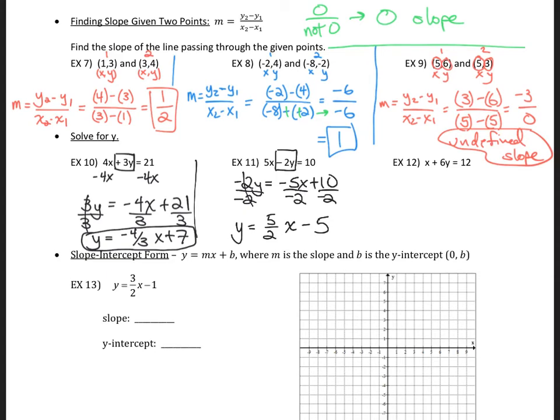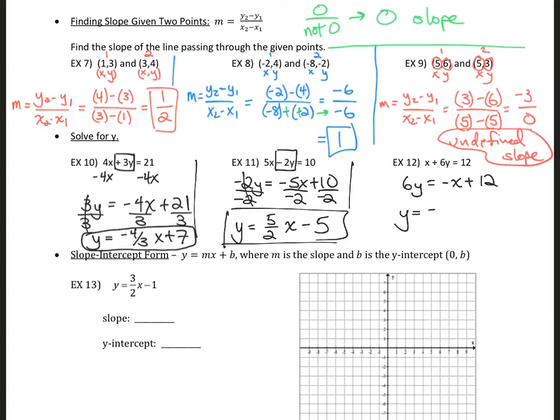All right, pretty simple. The negative 5 divided by the negative 2 becomes positive. Anytime you divide two numbers with the same sign, it's positive. Okay, so here is solving for y in this one. Number 12, same thing. Negative 6y equals negative x plus 12, right? Subtract the x from both sides. Divide everything by 6.